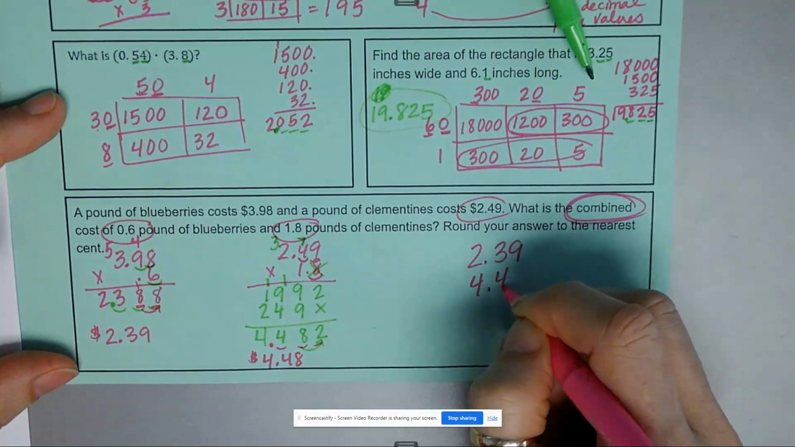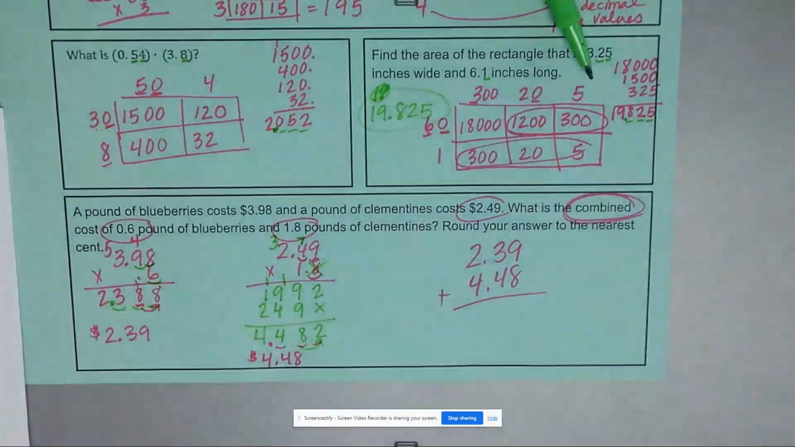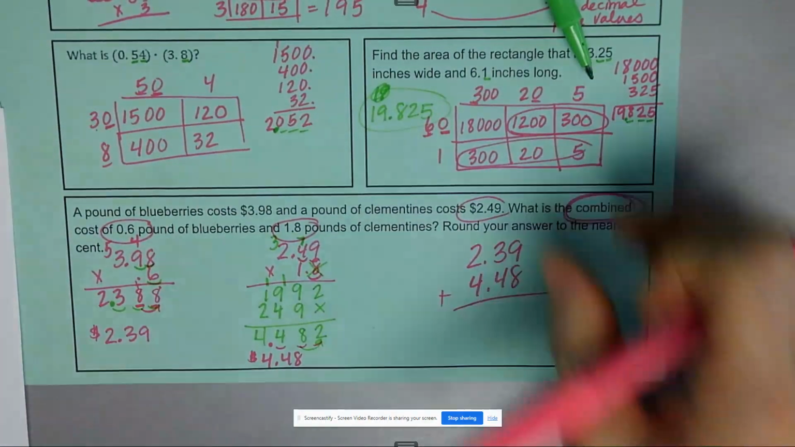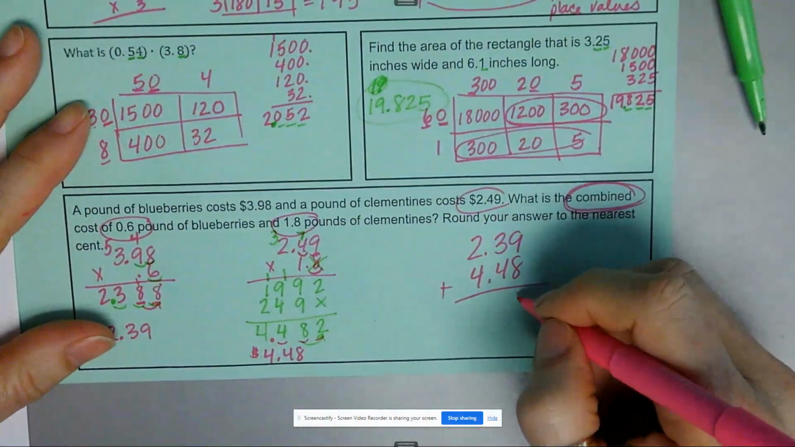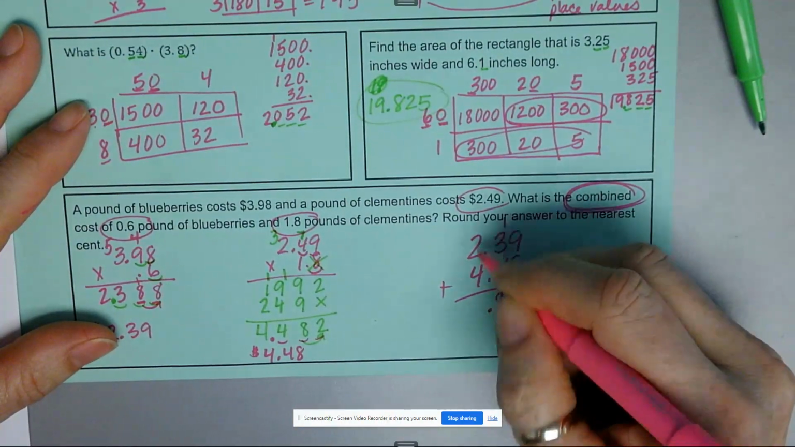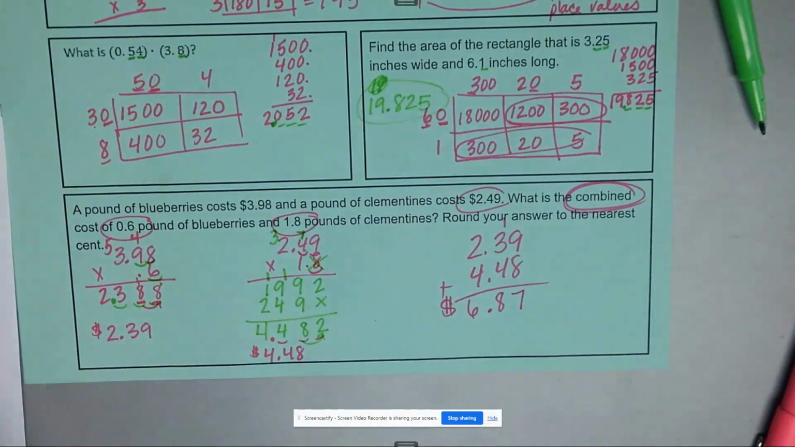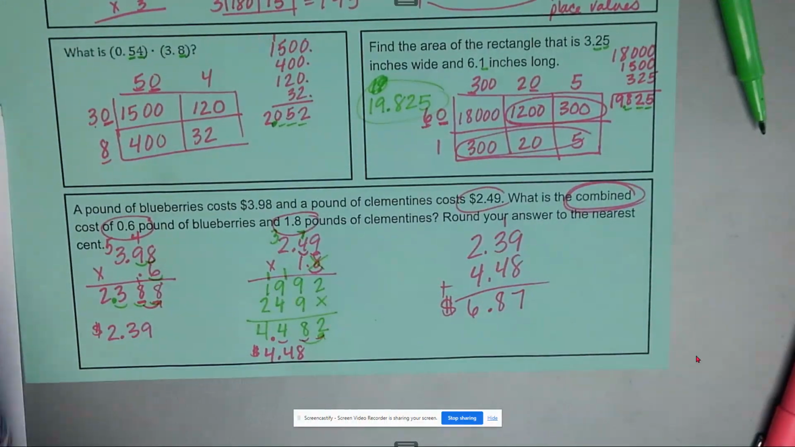They said they want it to be combined, so that's adding $2.39 plus $4.48. This is a type of problem you'll have on the SBAC or the NOVIA, where you have several parts that you have to do together. So 17, 7, 8, and 6. So $6.87. And that is the end of this video.